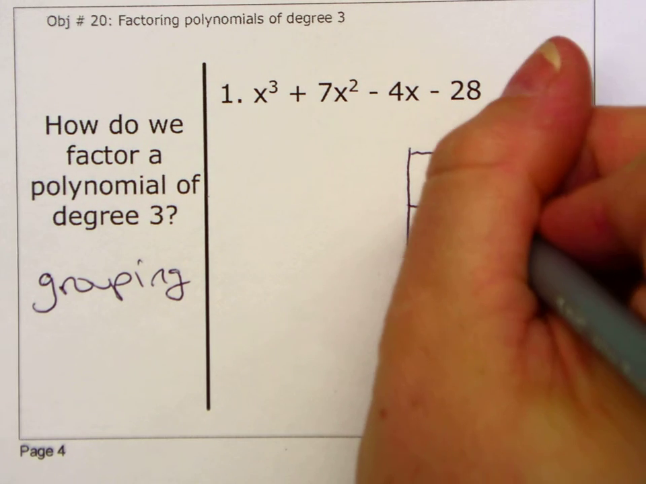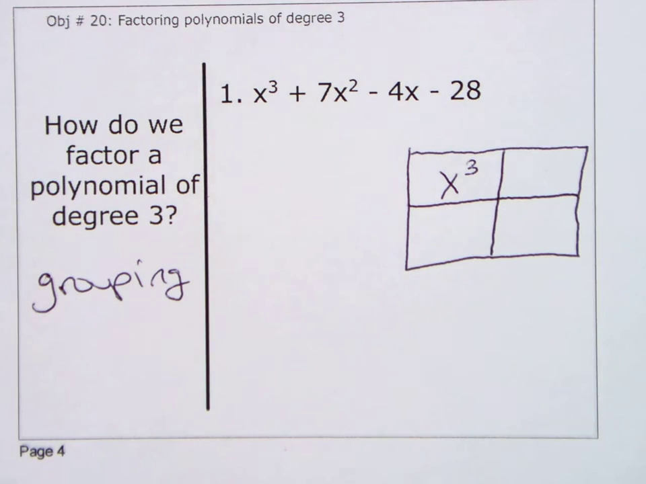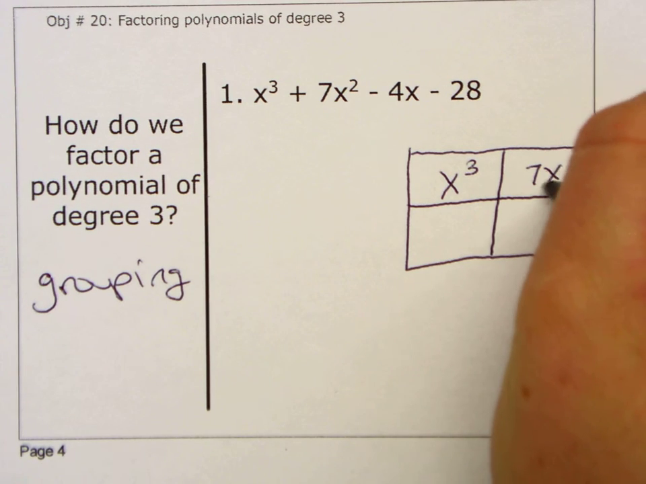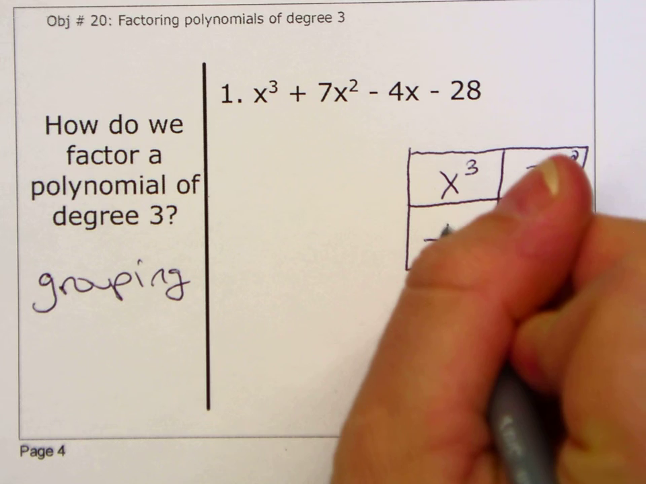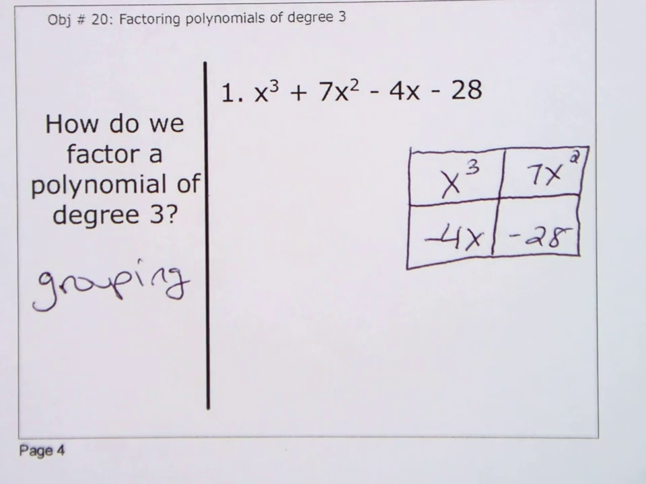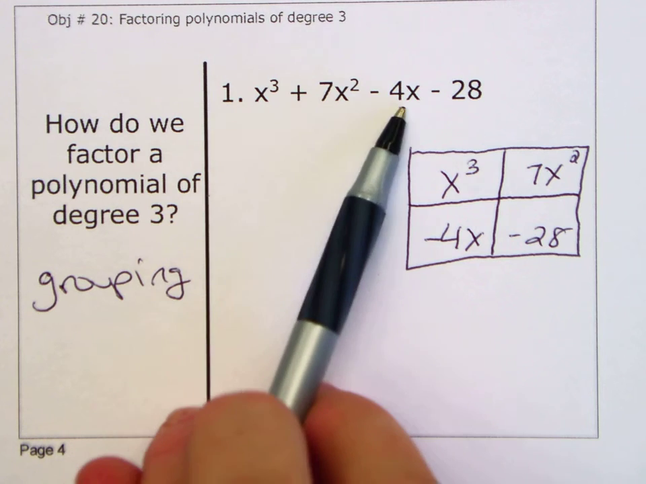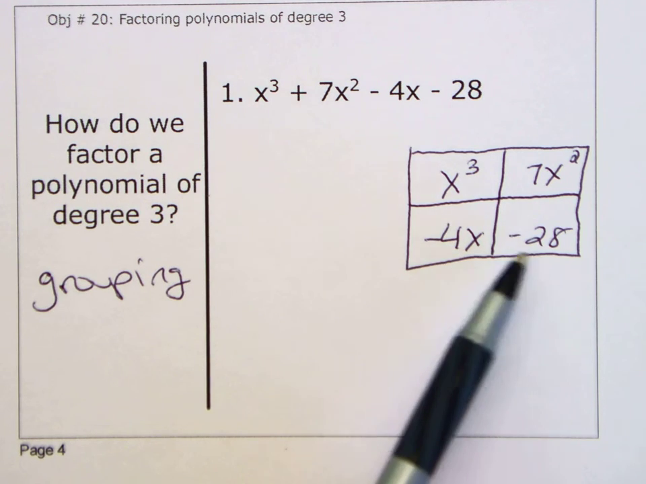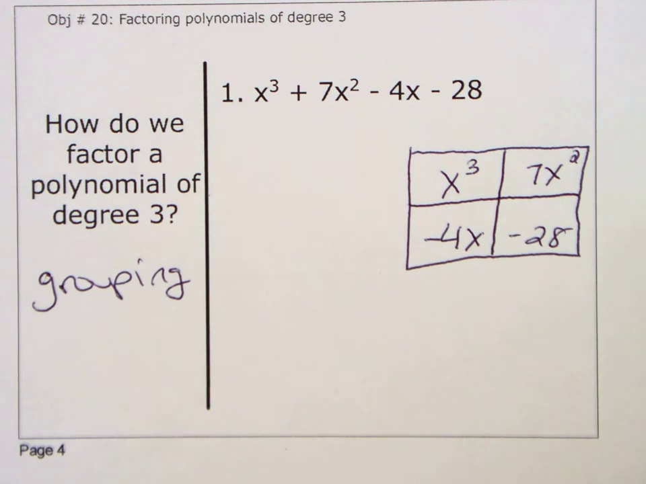X cubed, and the order matters. 7x squared, minus 4x, and minus 28. The order of where they go is important. 1, 2, 3, 4, 1, 2, 3, 4. So that is important. Now for every pair of boxes, we're going to find the GCF.